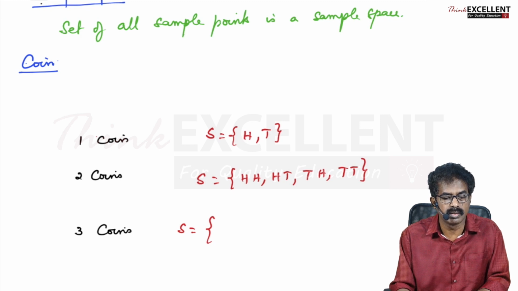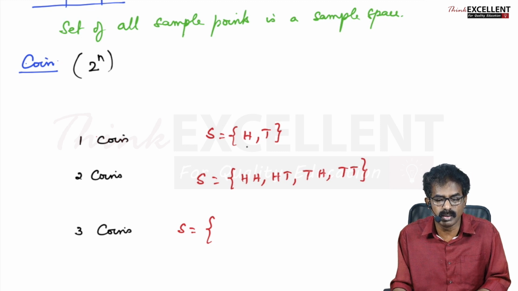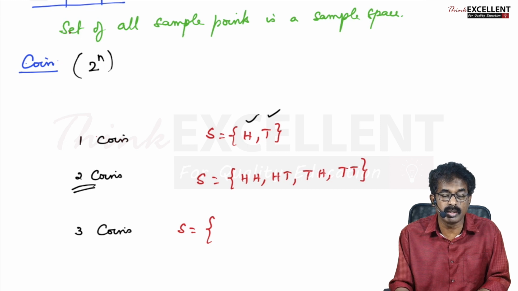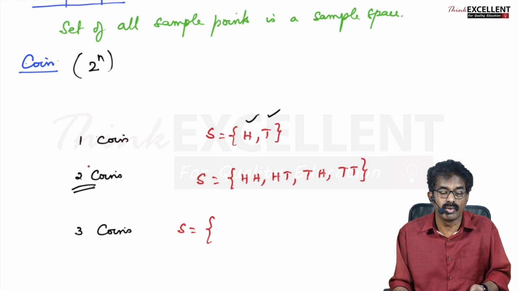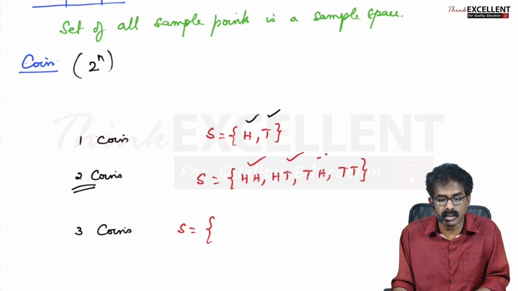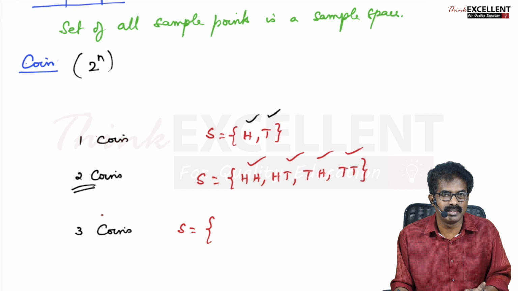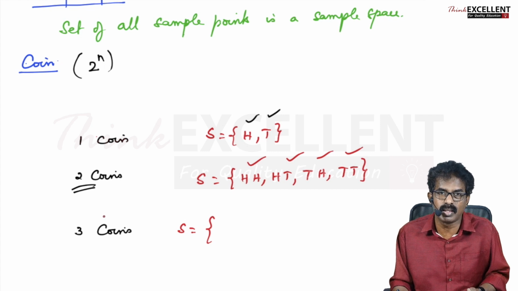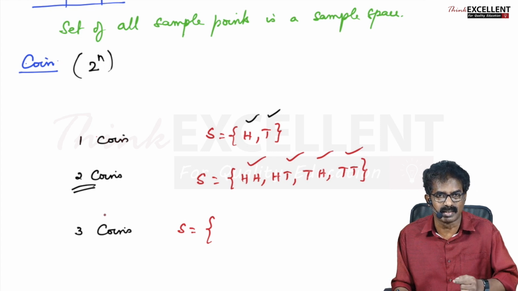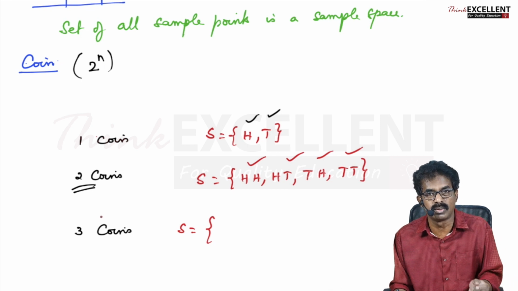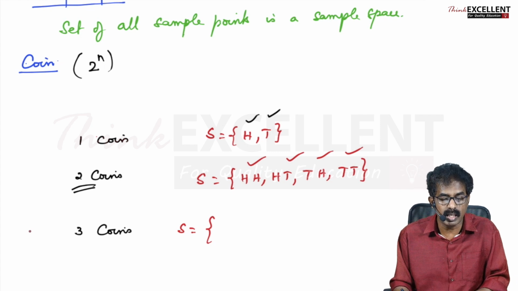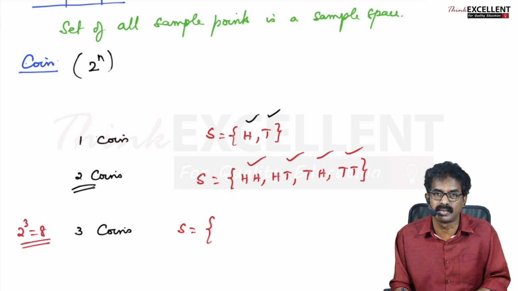When you toss one coin, 2 raised to 1. What is 2 raised to 1? 2. You are getting 2. When you toss two coins, the formula is 2 raised to 2. What is 2 square? 4, right? So 1, 2, 3, 4. Yes, you are getting 4 points. Then can you guess when you toss 3 coins, it is 2 raised to 3. What is 2 raised to 3? Some of you think it is 6, right? No, 2 into 2 into 2. 2 2s are 4, 4 2s are 8. So that is 8 sample points you have to get.